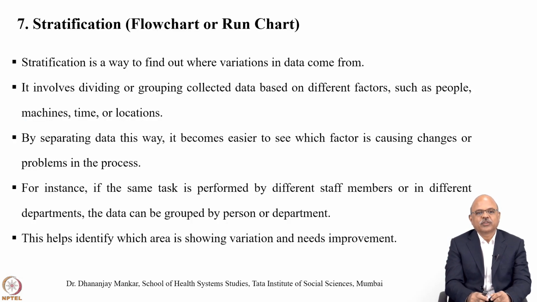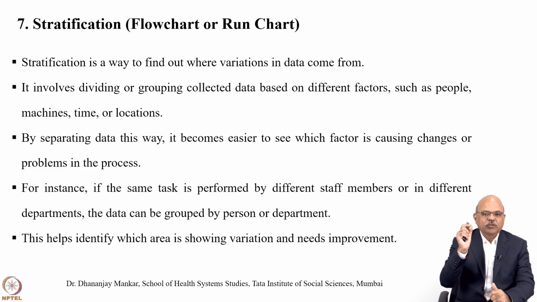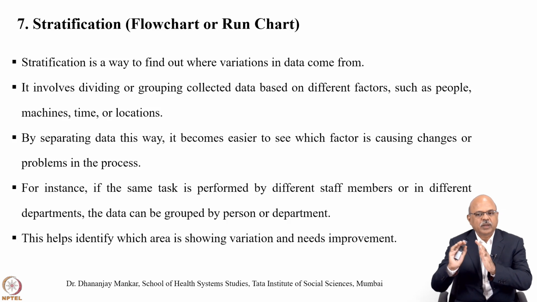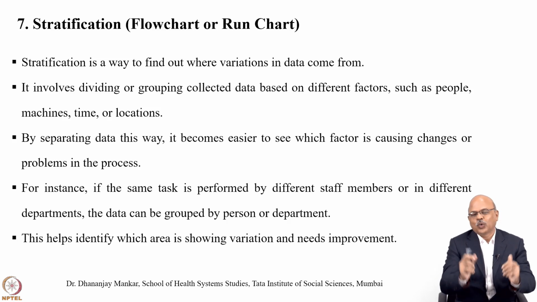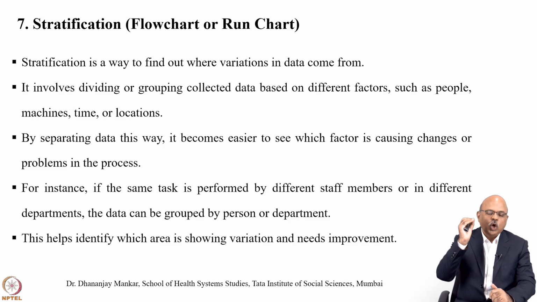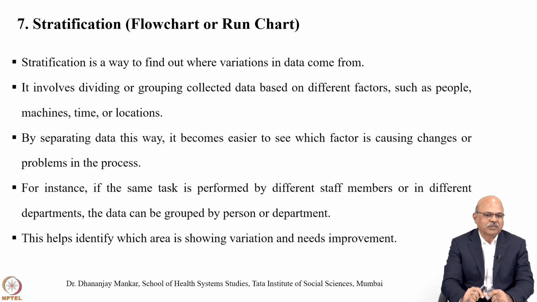Then comes the stratification. You can call it a flow chart or run chart. Stratification is a way to find out where variations in data come from. It involves dividing or grouping collected data based on different factors. What are those factors? The factors can be such as people, machine, time and locations. By spreading the data this way, it becomes easier to see which factor is causing changes or problems in the processes. So this is again emphasizing a quality tool on the problems in the processes.